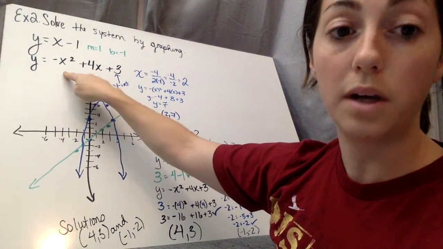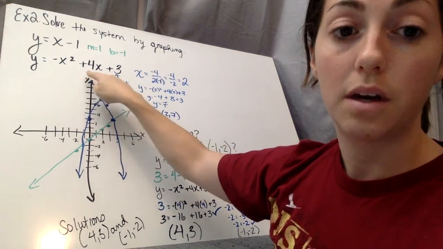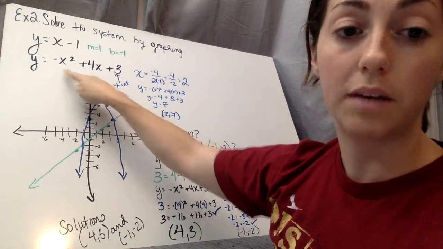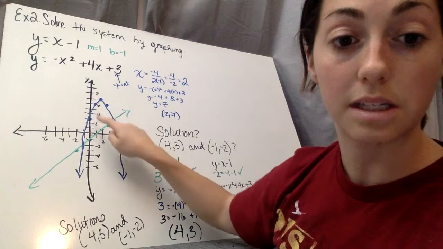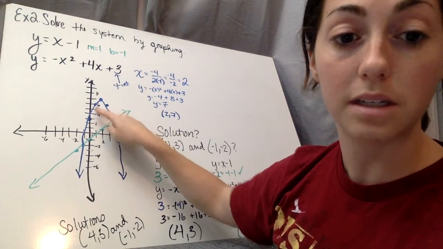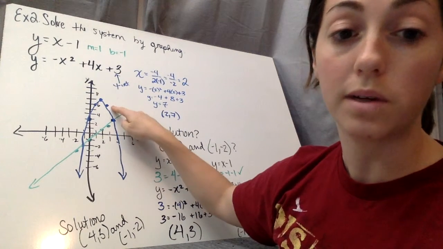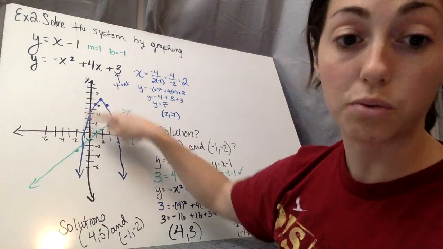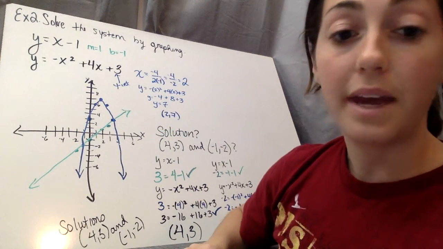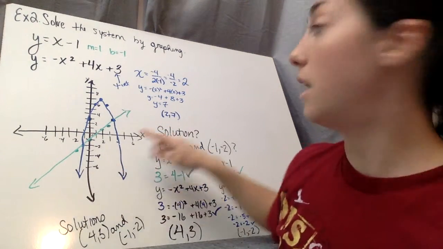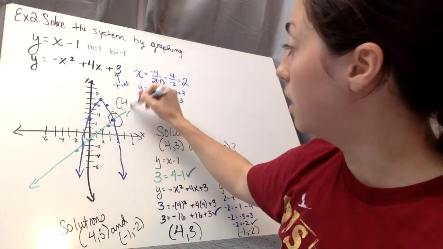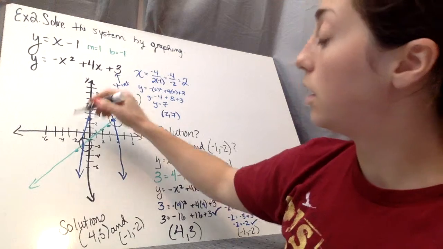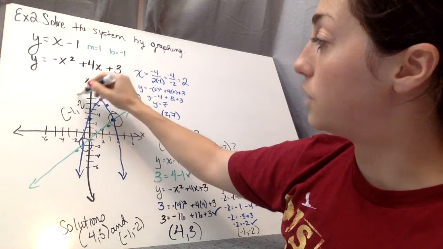So I plugged in 1 for x. 1 squared is 1 times negative 1 is negative 1. 4 times 1 is 4. Negative 1 plus 4 is 3. 3 plus 3 is 6. So I have the point 1, 6. And if I plugged in 3, it would also be 6. So I drew my U. Then it looked like the two graphs met here at 4, 3, and here at negative 1, negative 2.